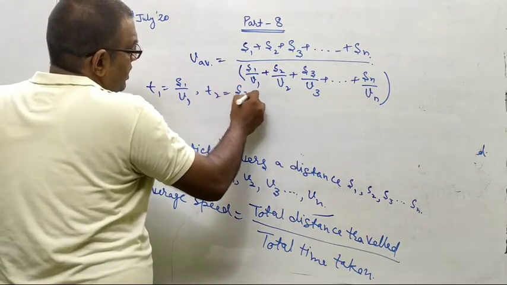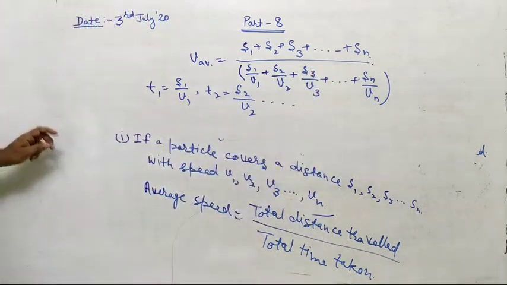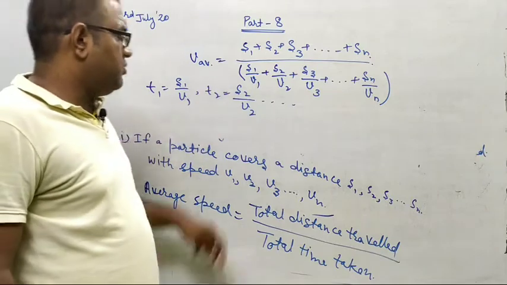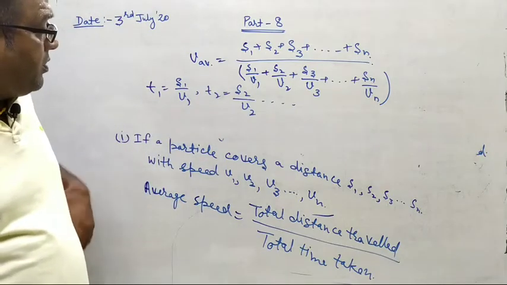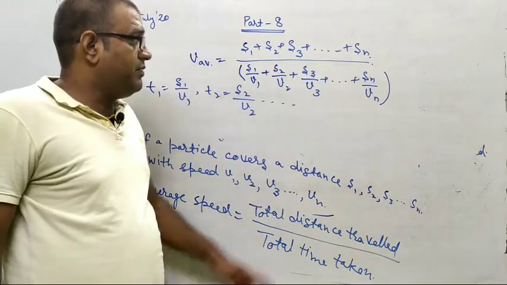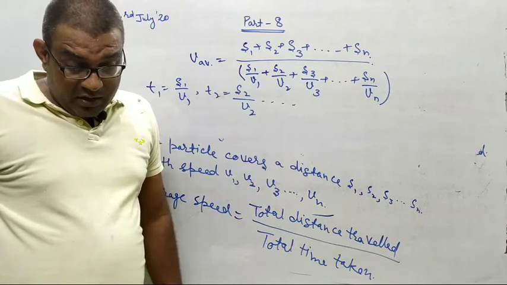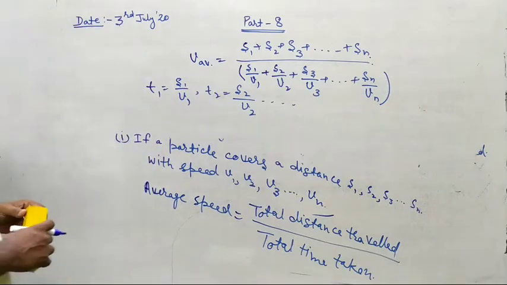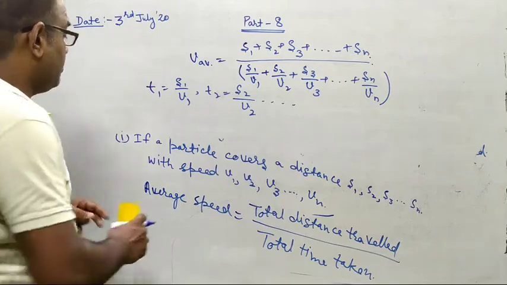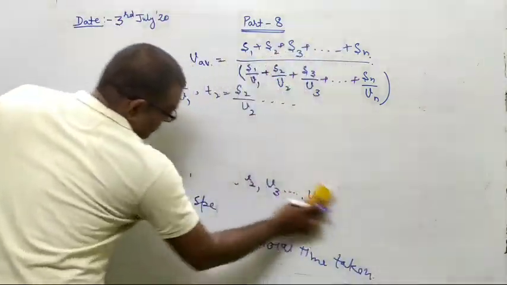Here T1 is equal to S1 upon V1, T2 is equal to S2 upon V2, T3 is equal to S3 upon V3, and Tn is equal to Sn upon Vn. Now, if we put S1, S2 up to Sn equal to S.